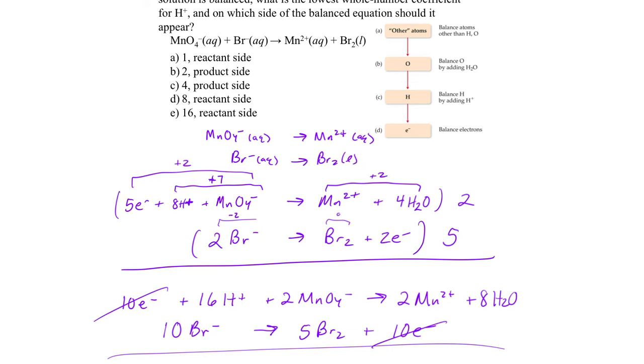All right, let's do another one. Oh, the question was how many H+ and which side? So we have 16 H+ on the reactant side. Okay, a couple more.